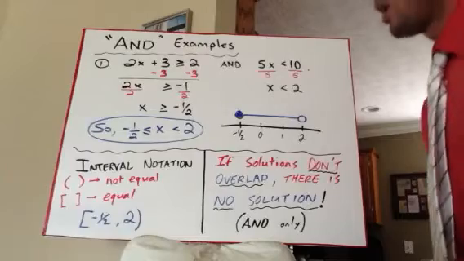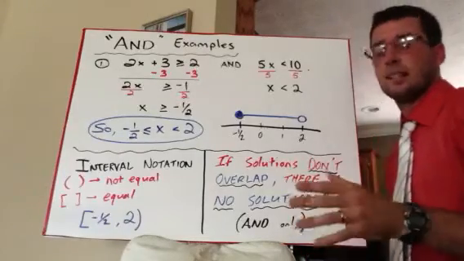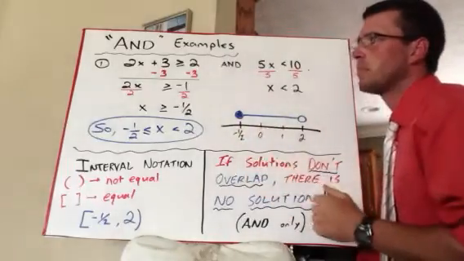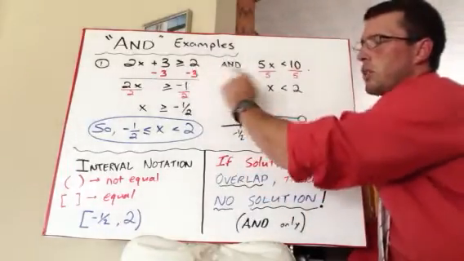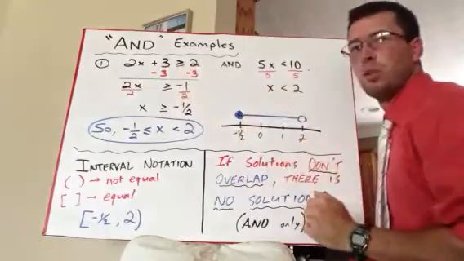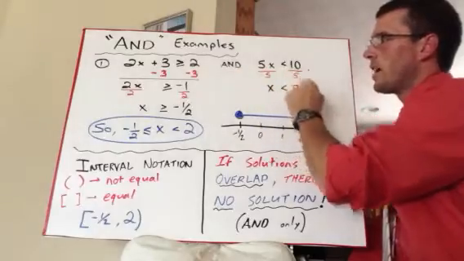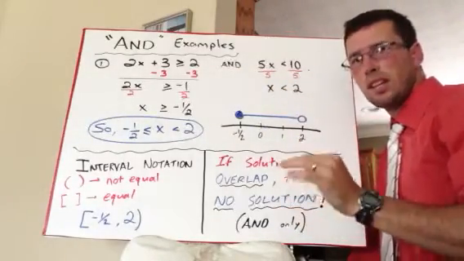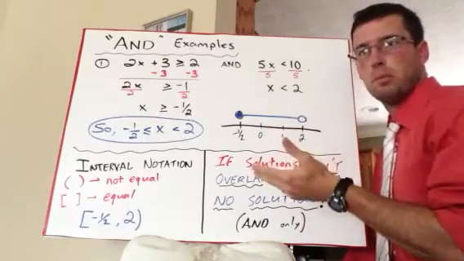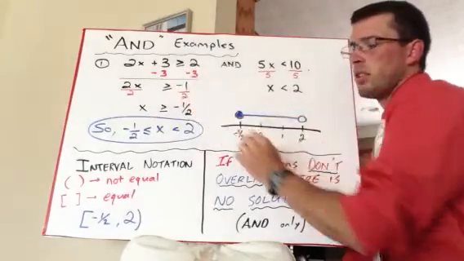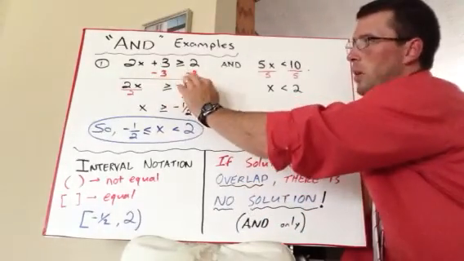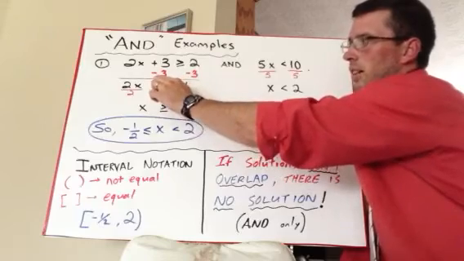All right, so next, what I want to focus on is an and example. So the word and, what does it mean and how do we apply it? Up here I have two inequalities, and it says 2x plus 3 is greater than or equal to 2, and 5x is less than 10. So let's see how they kind of coincide. First thing you always have to do is solve the problem with the inequality sign. Very similar to our equations. So I subtract 3 from both sides. The left side, it goes away.